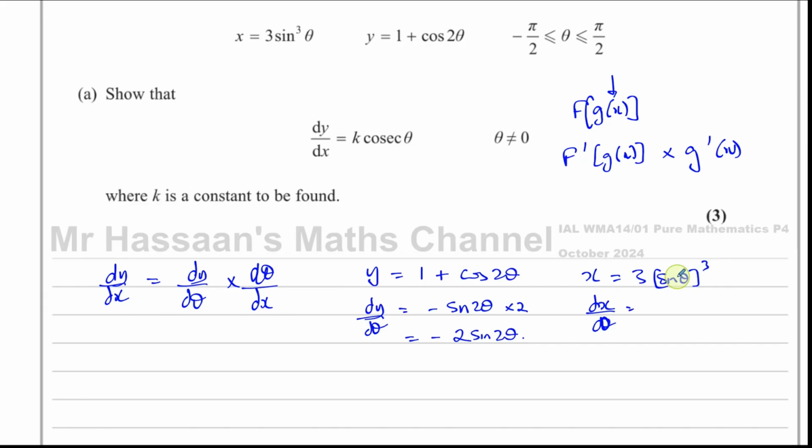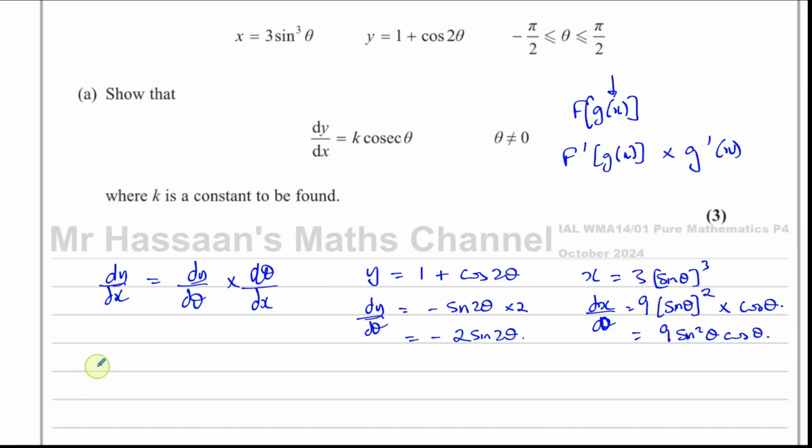So how do you differentiate something which is raised to the power of 3, like a polynomial type of function? You multiply by the power, so 3 times 3 gives you 9. And then you leave this as it is, because it's like the main function. You multiply by the power and you take 1 from the power, and then you multiply by the differential of what's inside the function. Now, if you differentiate sine theta, you get cosine theta. So we're left with, in the end, 9 times sine squared theta cosine theta.